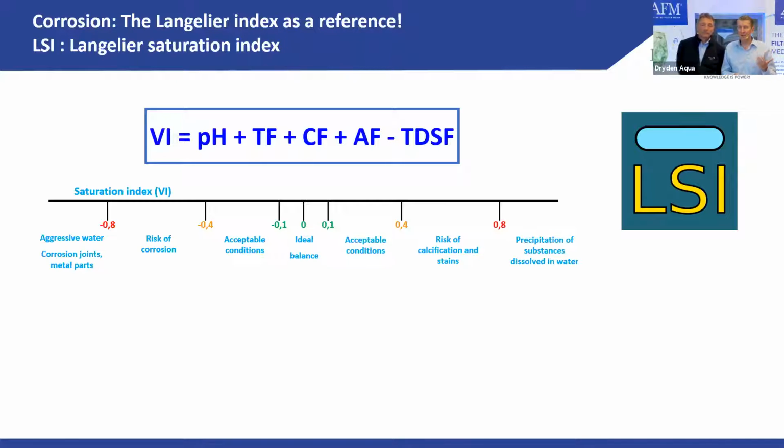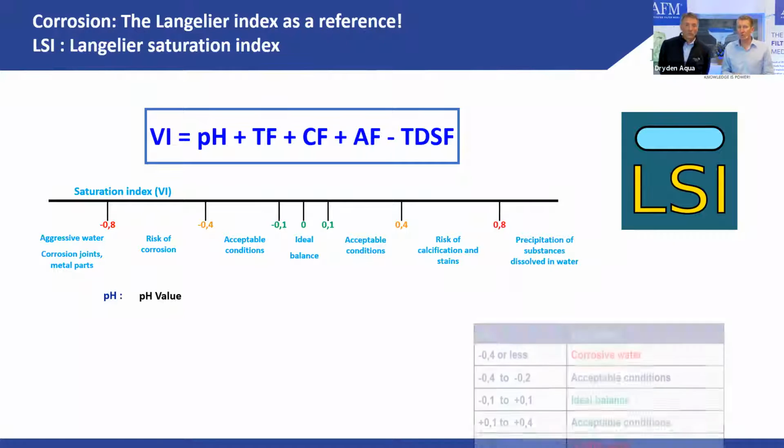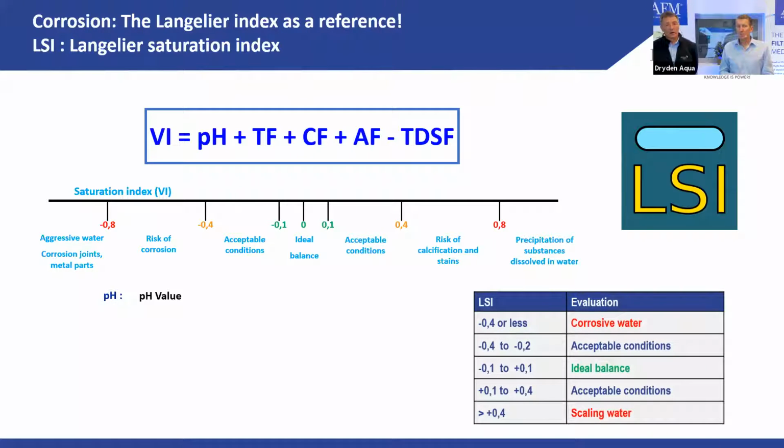So now we were talking about corrosion coming from chlorides or TDS, but obviously TDS is not the only thing that contributes to corrosion. Yeah, there are more factors. And there was a French gentleman, 150 years ago, Monsieur Langelier, and he developed the Langelier saturation index. And here you see the formula.